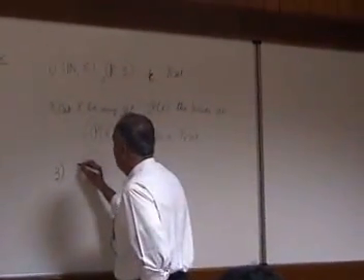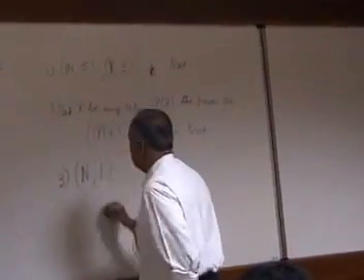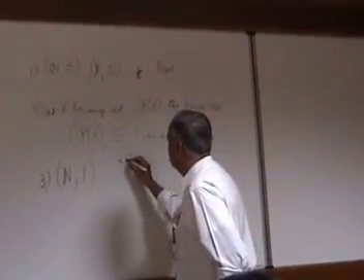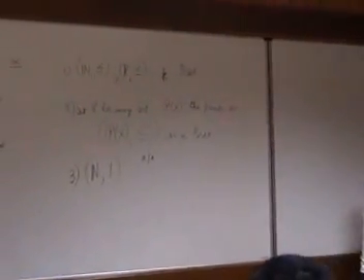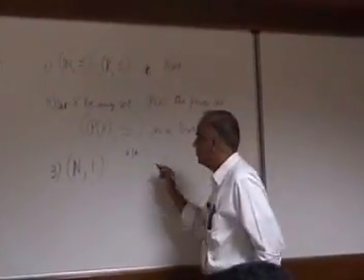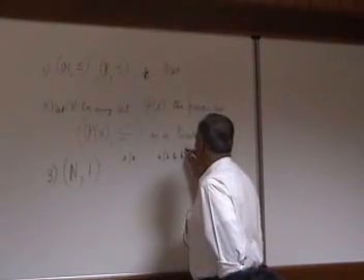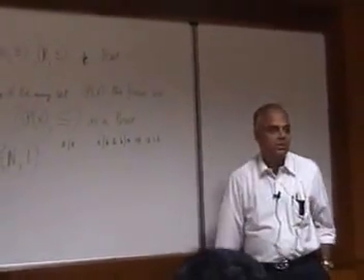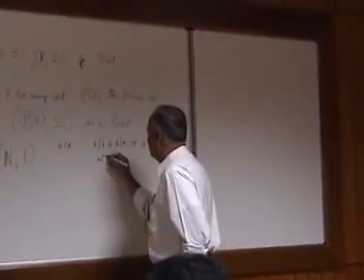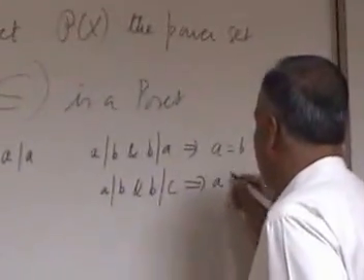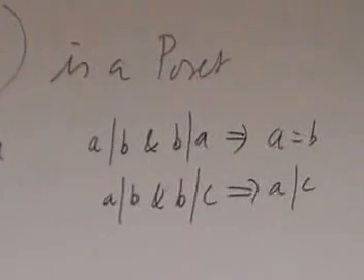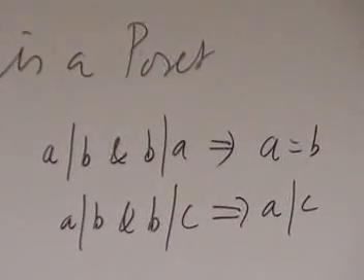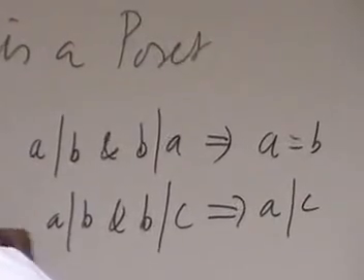Let's look at the natural numbers with the divisibility relation. Now clearly, any number divides itself. A is 1 times A. Okay? So it is reflexive. If A divides B and B divides A, all are positive integers, what can you say about A and B? Yes, A equals B. And if A divides B and B divides C, certainly A divides C. So these are all easy to verify, therefore this is a poset. So the natural numbers with respect to divisibility form a poset.